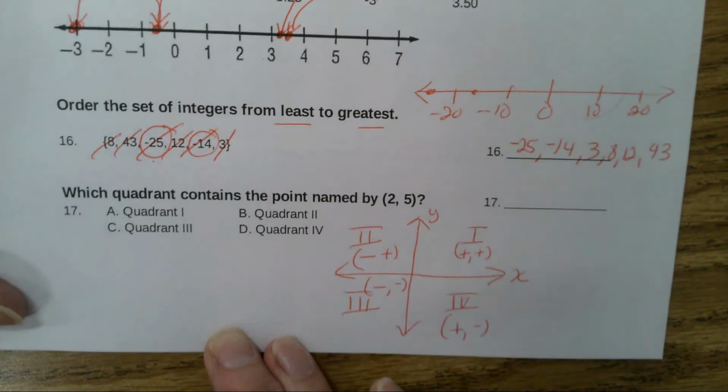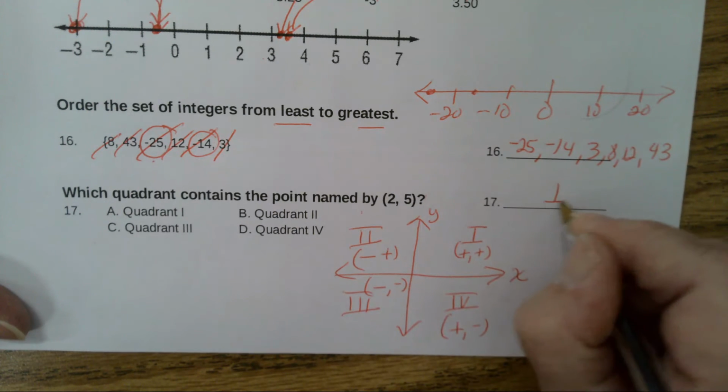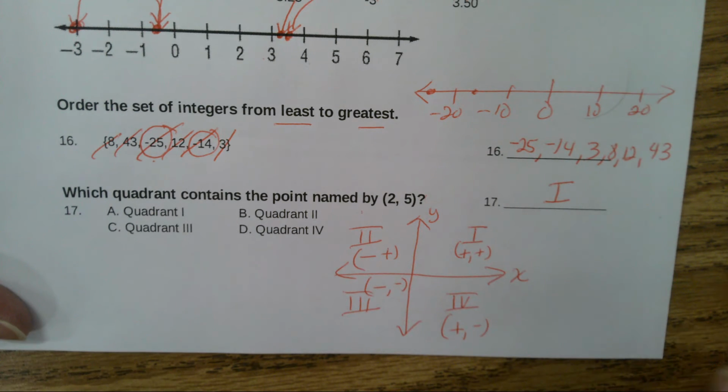Now let's go to number 17. Positives in quadrant 1. Everyone knows how to do that, right? Okay, let's turn the page.